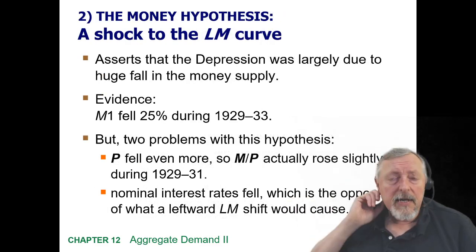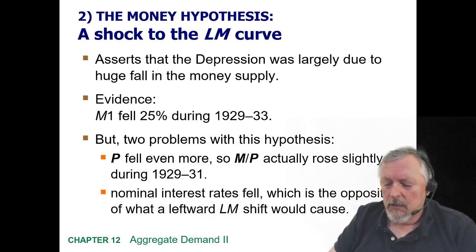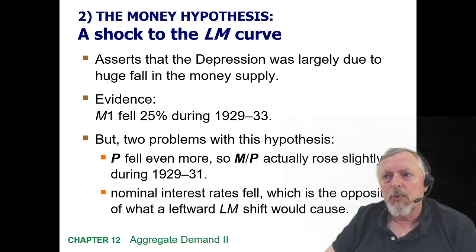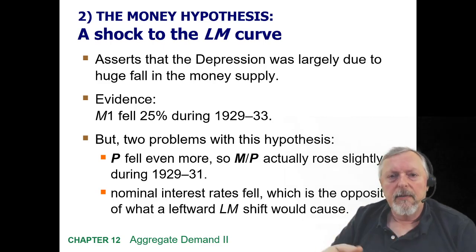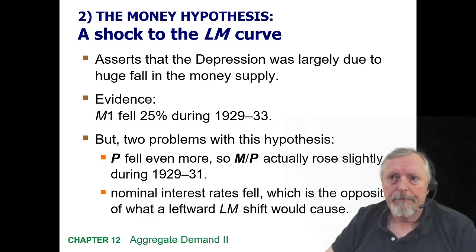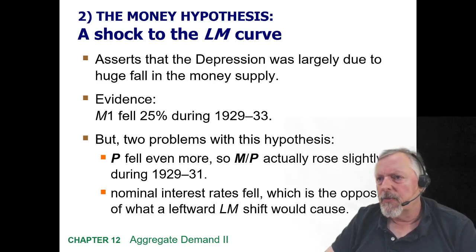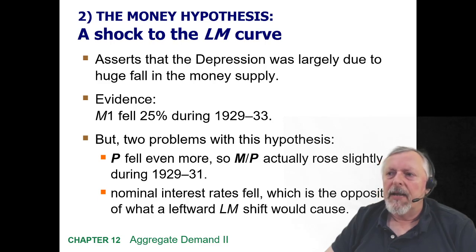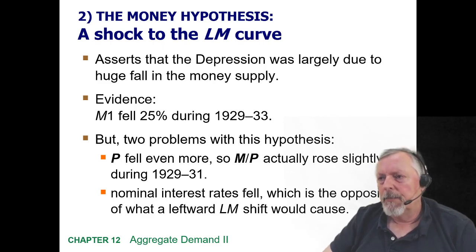Now, the second main theory about what caused the Great Depression is the monetary hypothesis, that it was a problem in the liquidity money markets. A particularly striking feature of the Depression era data is the very large fall in the money supply. It contracted by a little more than 25%, the M1, between 1929 and 1933. A monetary contraction shows up in the ISLM model as a leftward shift in the LM curve.